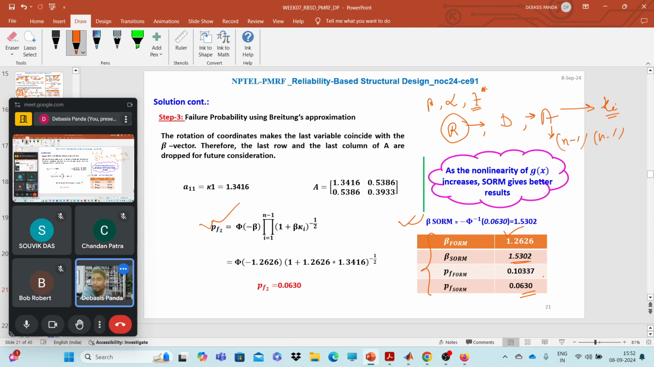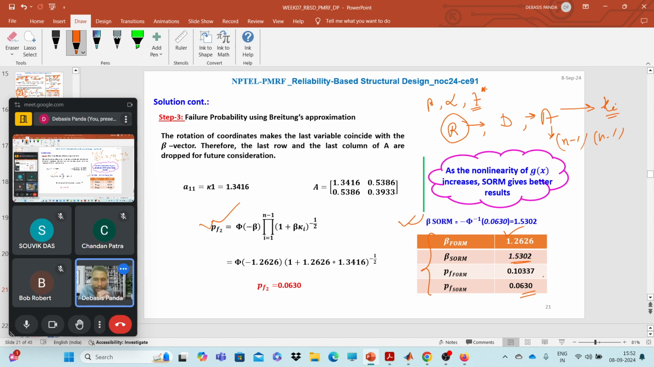That means what we have seen is that if we increase the order of nonlinearity, the second order reliability method will give the better result, because only if we have the higher order of nonlinearity will we have the effect of curvature. And if we can incorporate the curvature into our estimation, as we have through this approximation, we can have a better, improved probability of failure and beta value. Now what happens if we have a linear function?